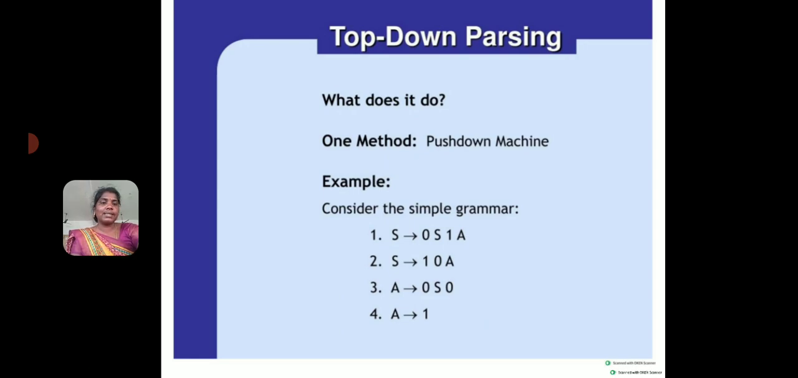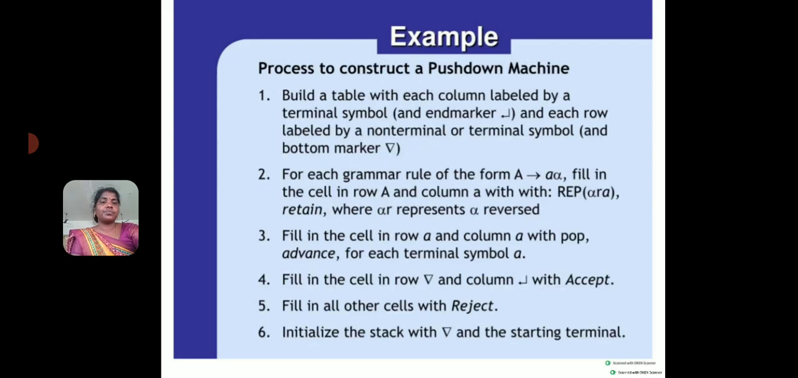Pushdown machine. Example, consider the simple grammar: S → 0, S → 1A. Then we can isolate from one to another, S → 10A. And we are going to isolate from A → 0, S → 0. And we are going to isolate A → 1. Procedure to construct pushdown machine.